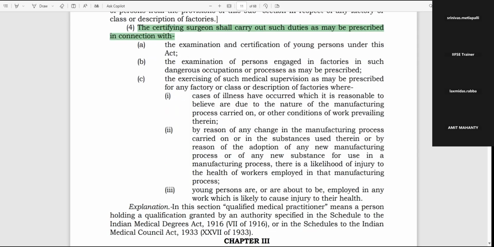Then certifying surgeon shall carry out duties. So what are the main duties of these certifying surgeons? One is the examination and certification of young persons under this act. So they will examine whether they're physically fit to work. As we said, we can't hire child labor, but we can hire young persons.